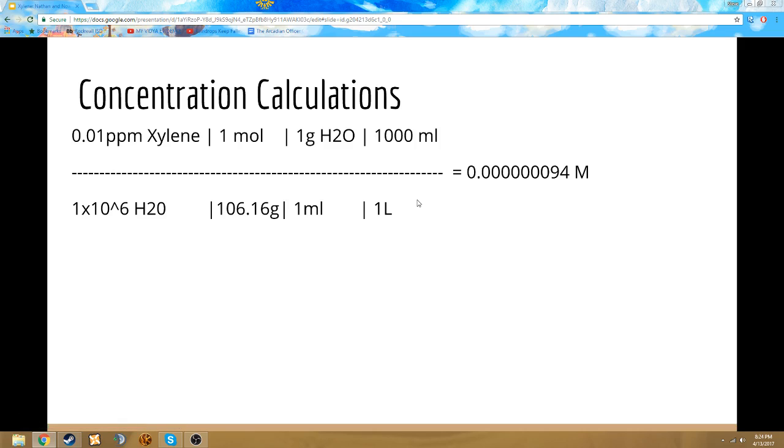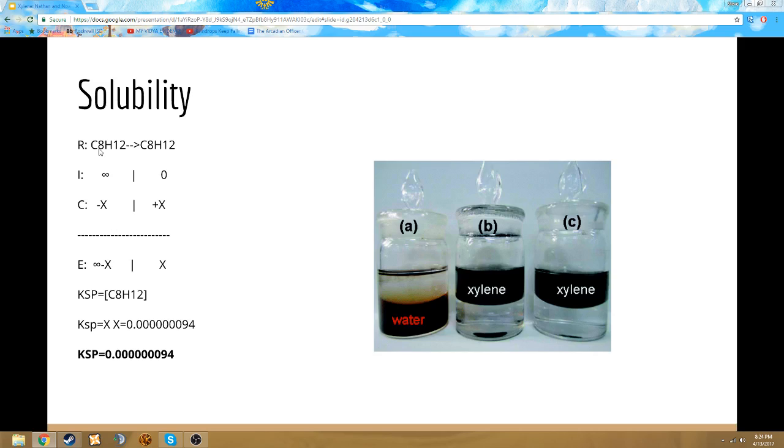moles over liters, which is what we convert to. And the reason we use 0.01 is because we didn't have a highest level detected, so given 0.01 is what we had. Moving on once again, here's our solubility.